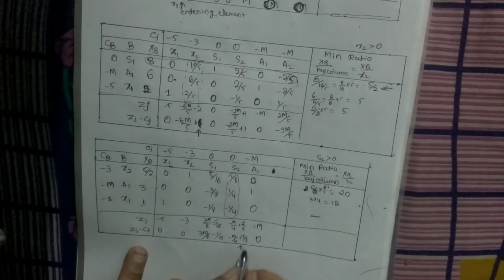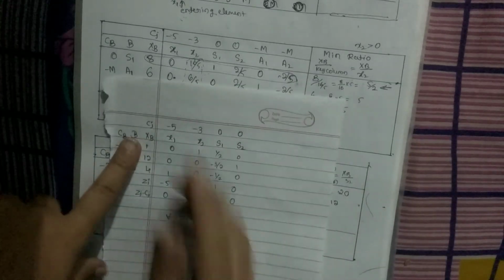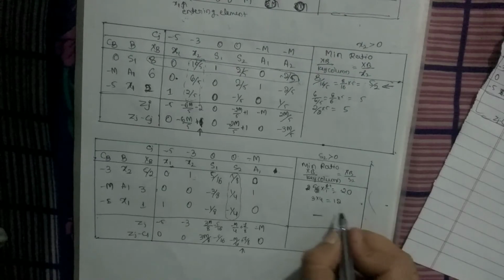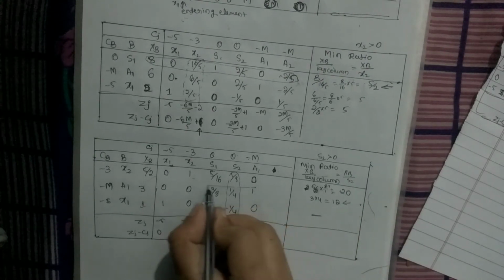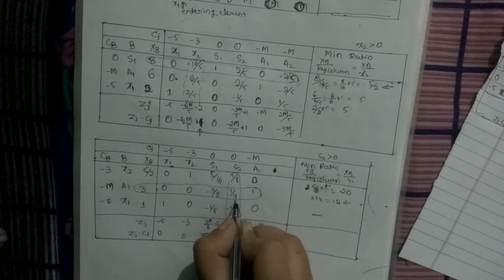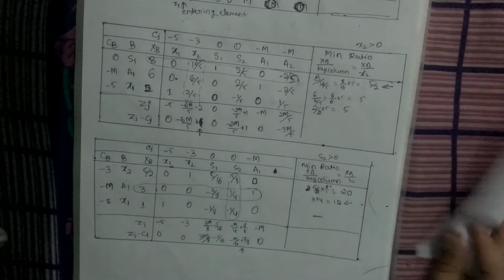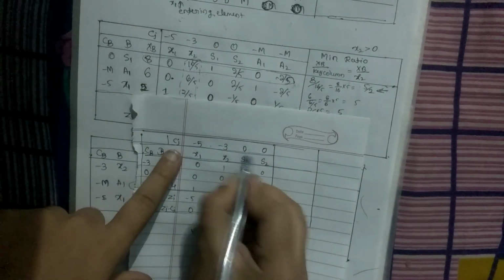And next table is also the same. Here 12 is the minimum value, so this is the key row and the key element is 1 by 4. Using the key element we have to find the next table, that is Cj is also the same, minus 5 3 0 0.